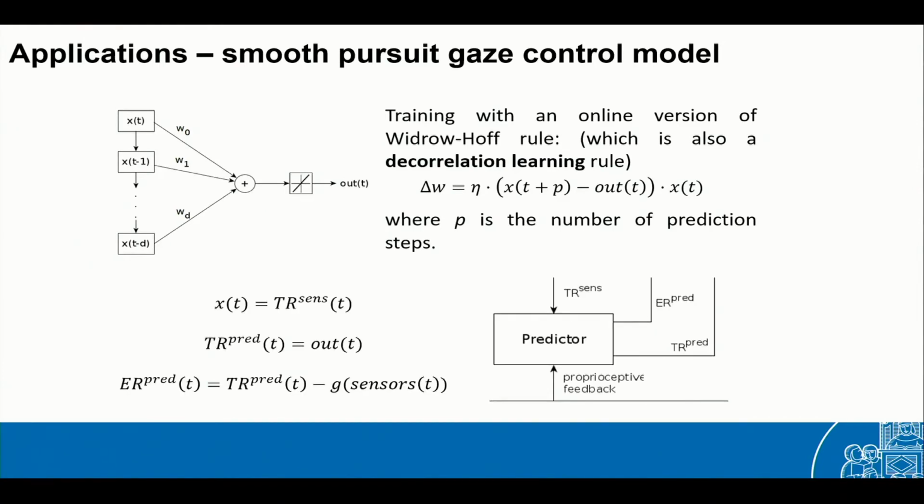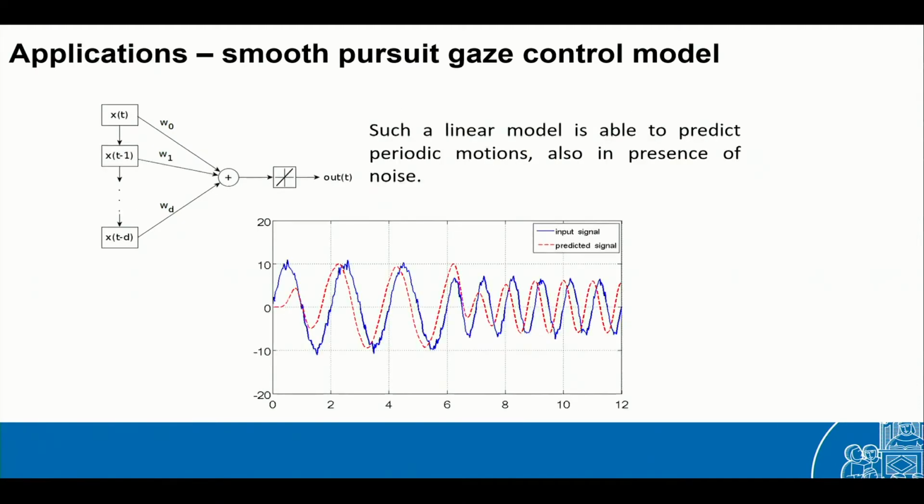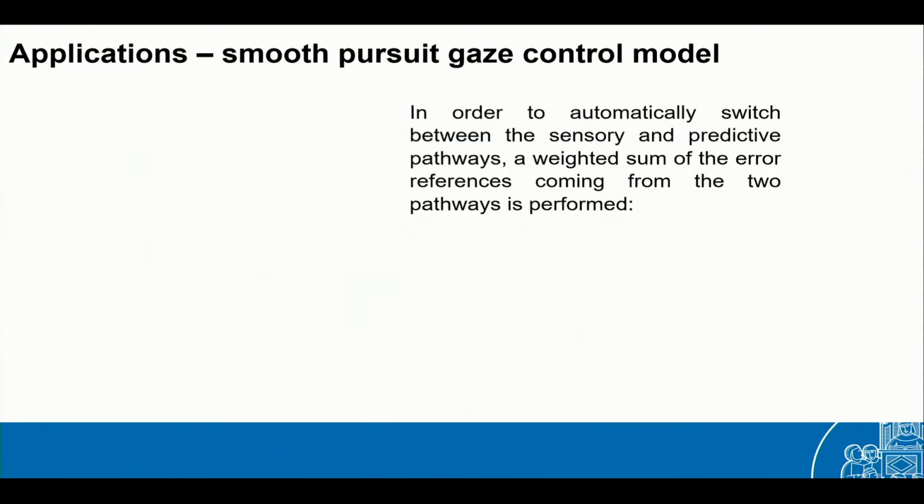So what we do is use a simple decorrelation learning rule in order to make the predictor generate the next position of the target so that they are aligned. Here, for example, we show what happens when we have the input signal and the predicted one in space. The blue one is the input and the red one is the predicted signal.